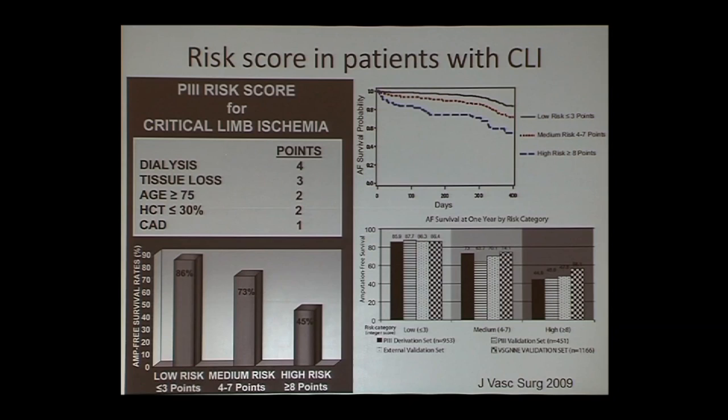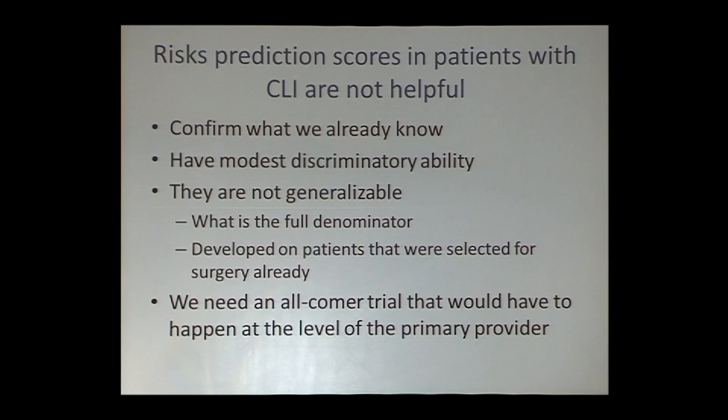In addition, I'd submit to you that it's pretty intuitive. You don't really need a risk score to tell you that the dialysis patient that you're doing a bypass on or a tibial angioplasty probably is going to do worse than one without renal dysfunction. So the risk prediction scores in patients with CLI, I don't think are helpful clinically. I don't think they're used a whole lot by any of us clinically, but I think they confirm what we already know. I think they have modest discriminatory ability.